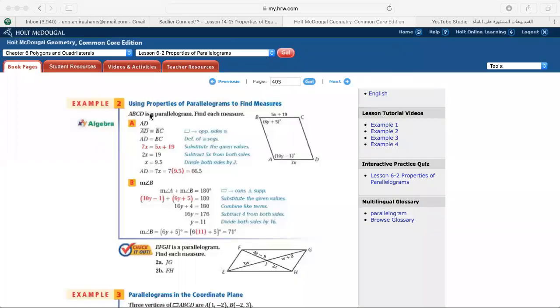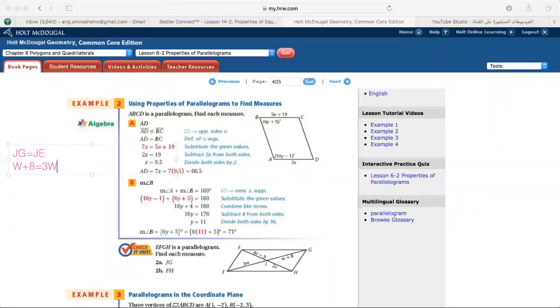Is Mace answered correct? 2A and 2B, I'm going to write the answers here. 2A, first one. They want JG. So JG here, I have diagonals. So JG is equal to JE. JG is equal to JE. So W plus 8 is equal to 3W.